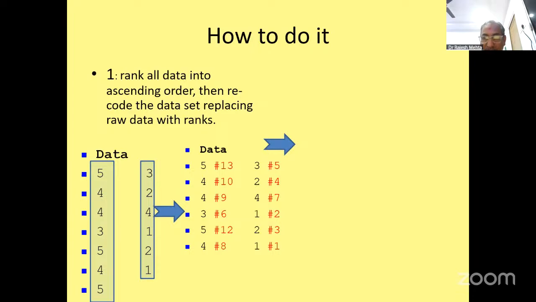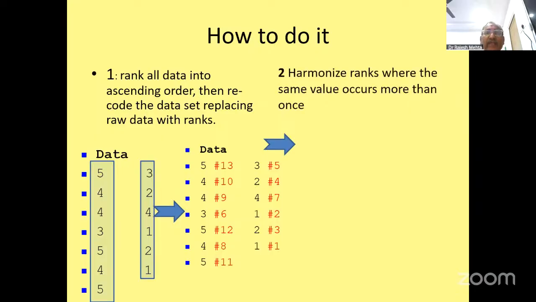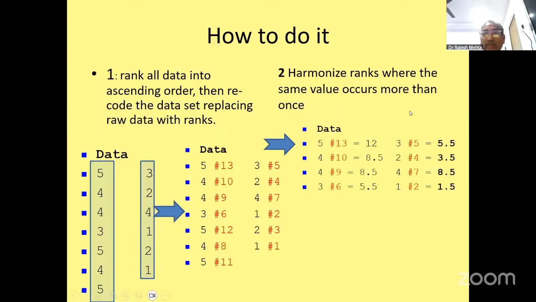Now, the next thing is harmonized rank, where the same value occurs more than once. Because one, you have said one, another one you rank as two. But now, if you want to harmonize, you need to take the average of these two. Look at over here.